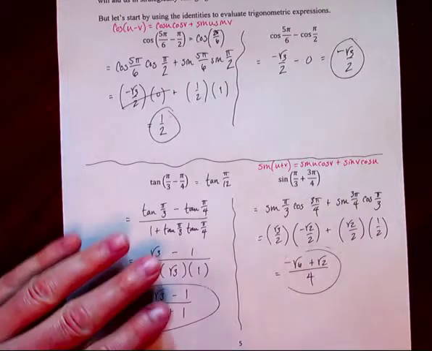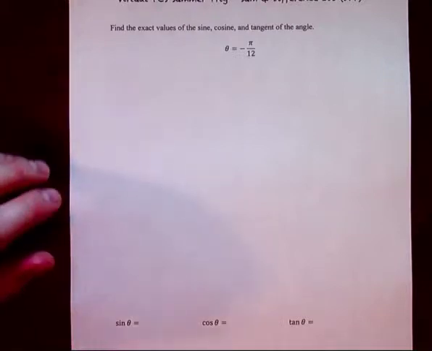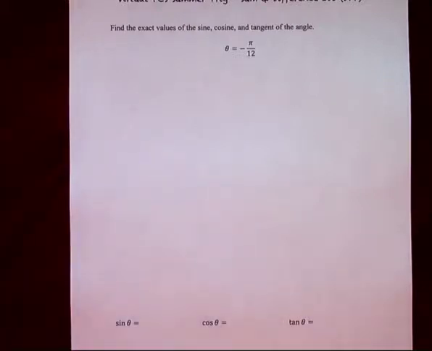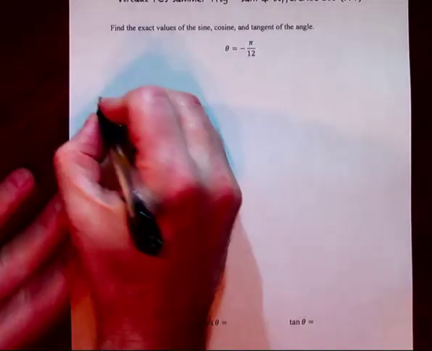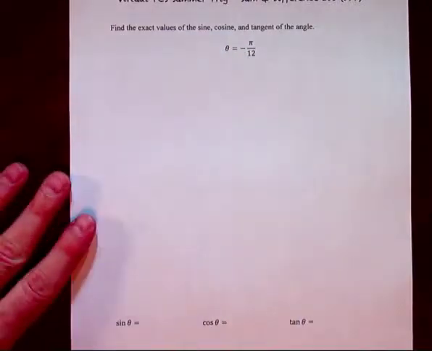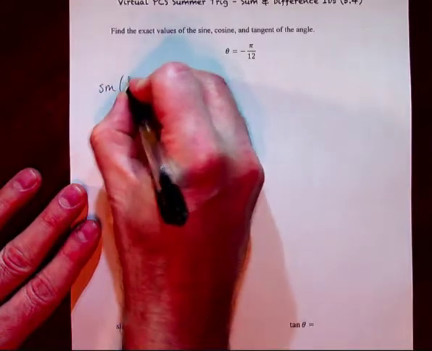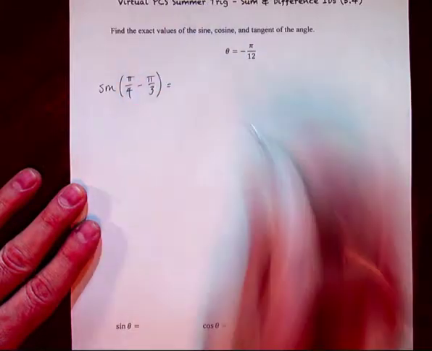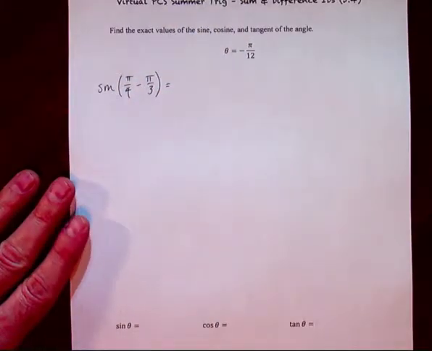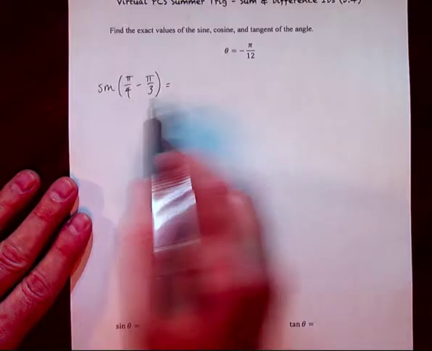All right, let's go ahead and take a look at this one, theta of negative pi over 12. Now I need to find the sine, the cosine, and the tangent. Now we've already done something similar to this because we've noticed that pi over 3 minus pi over 4 is pi over 12. So basically all I have to do is just flip that around and I can get negative pi over 12, right? Because this is going to be 3 pi over 12 minus 4 pi over 12.